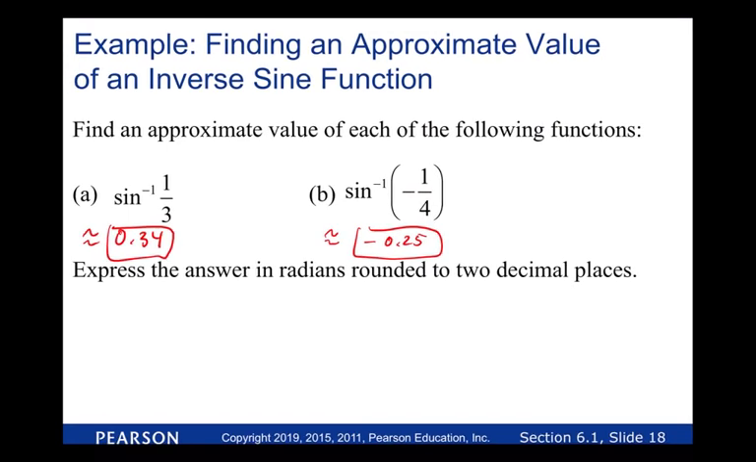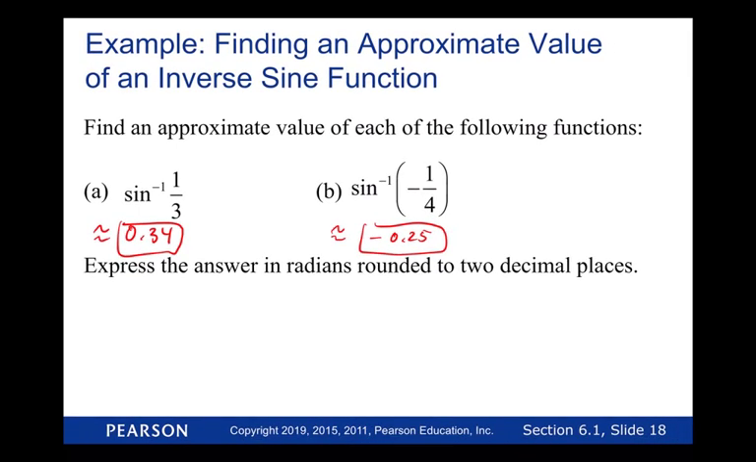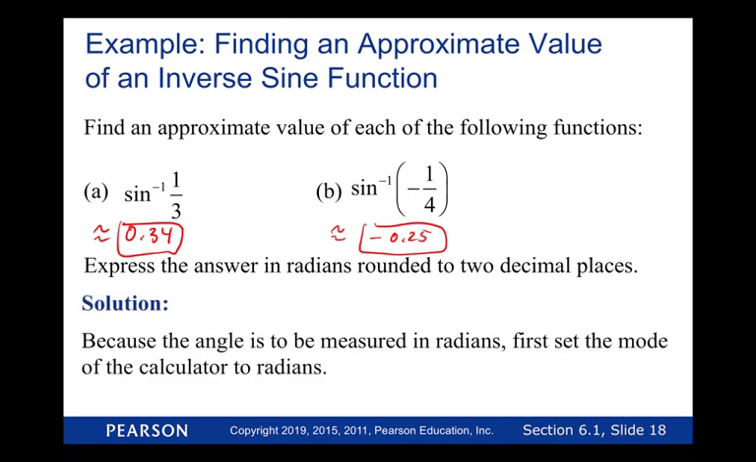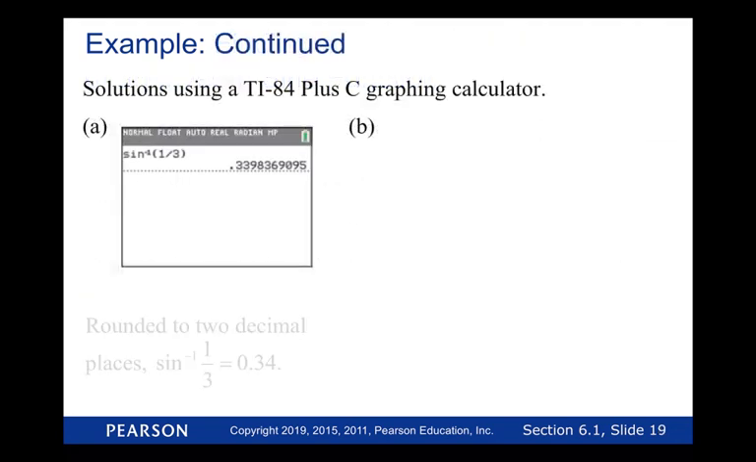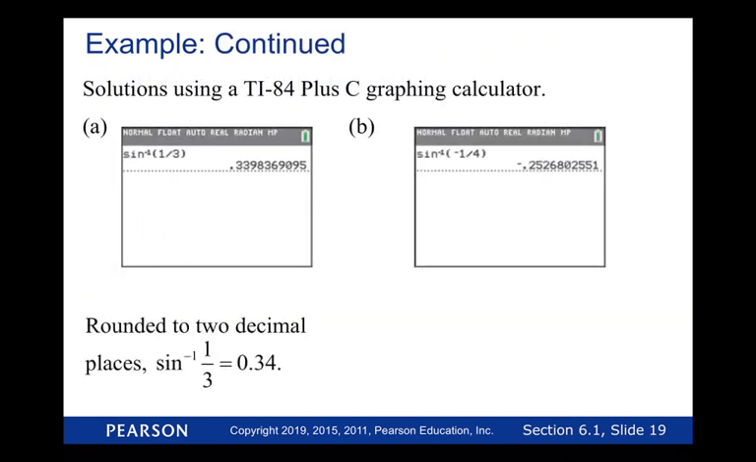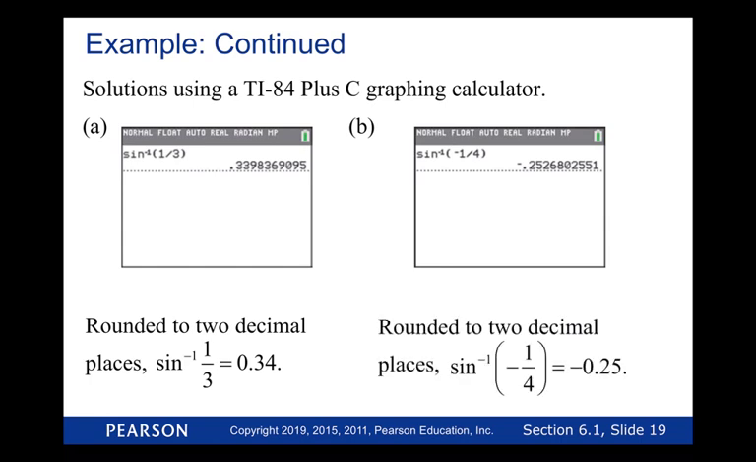Oh, okay, it was zoomed in. Because the angles will be measured in radians, first set the calculator to radians, okay? We did that. I think that's what we got, right? 0.34, okay? And then negative 0.25 was the next one. Okay, so those were okay. They're not always that straightforward. Let's keep going. Okay, as an introduction, I think that's fine.